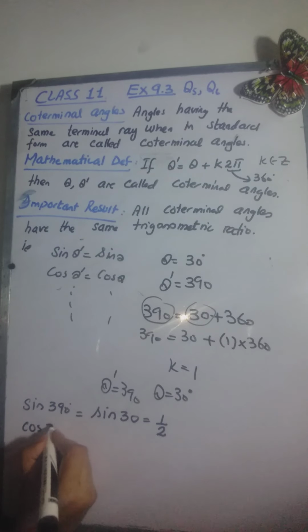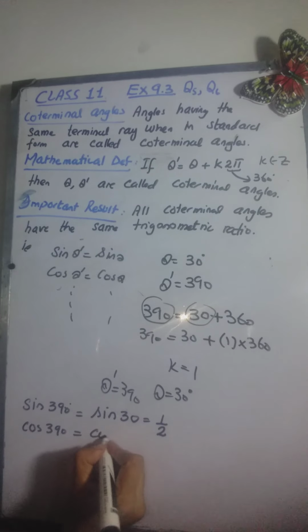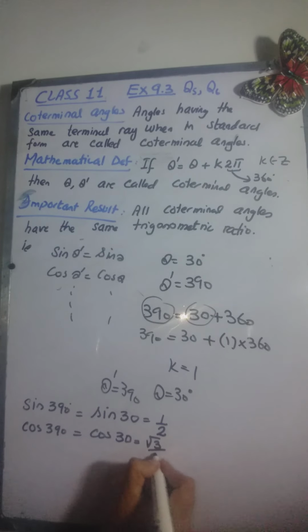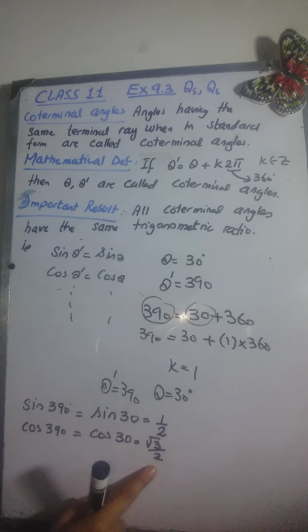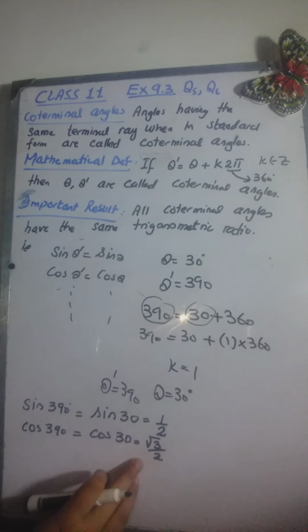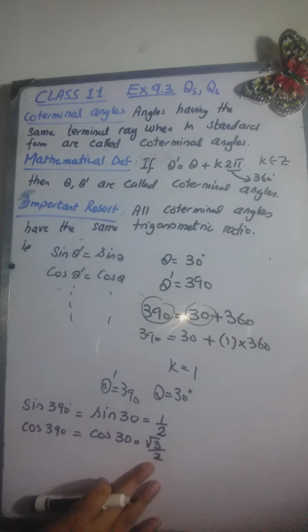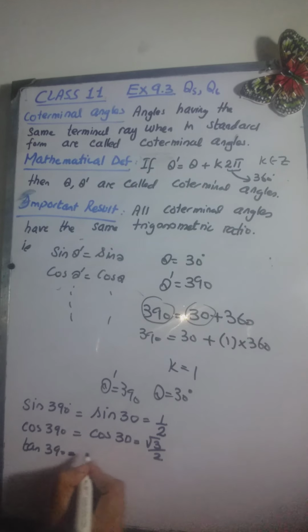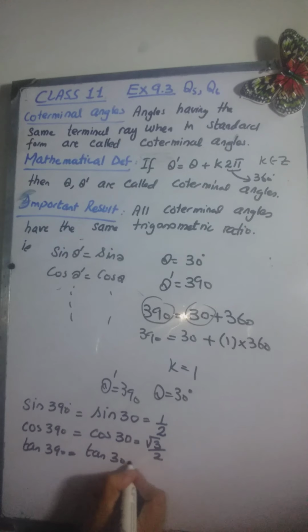Similarly, if you want to find cos, then cos of 390 will be equal to cos of 30, and that is equal to under root 3 by 2. We know this from our previous knowledge from class 10, that cos of 30 is under root 3 by 2. So if you know the cos of 30, you can find the cos of 390, because they are coterminal, and coterminal angles always have the same trigonometric ratio. Similarly, tangent of 390 will be equal to tangent of 30, which is equal to 1 over under root 3.